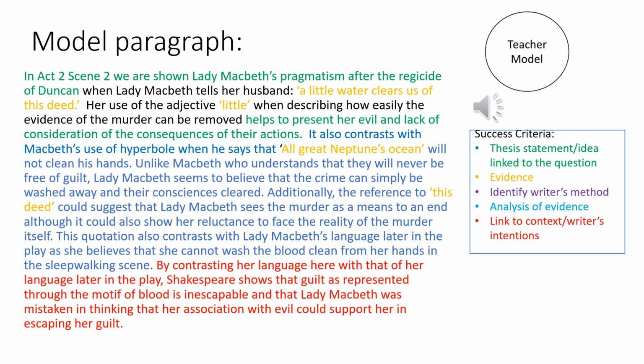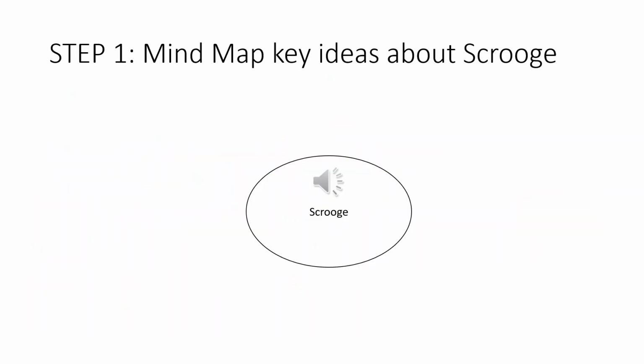Okay, here is a model example of a paragraph that puts all of that information together. Have a very good read through it, look at the different points and how that relates to what we've done on the previous slides. Use that as a starting point to perhaps write a second paragraph now about Lady Macbeth from another point in the play, using a different piece of evidence and making a different point. But this paragraph models clearly the different stages of that paragraph: the thesis statement, the evidence, the writer's method, the analysis of evidence, and then the link back to context and the writer's intention.